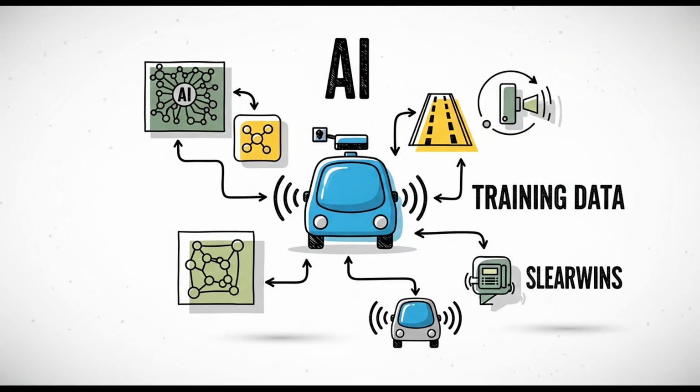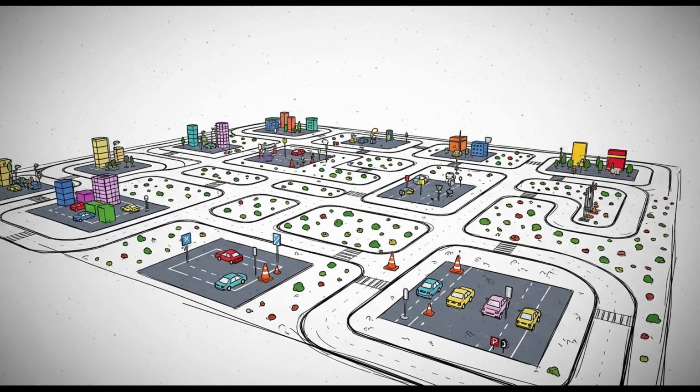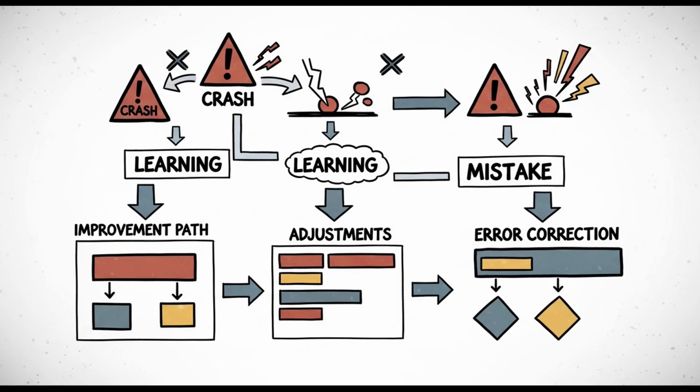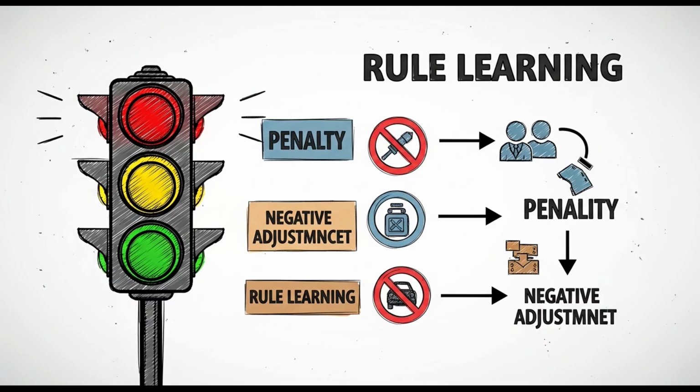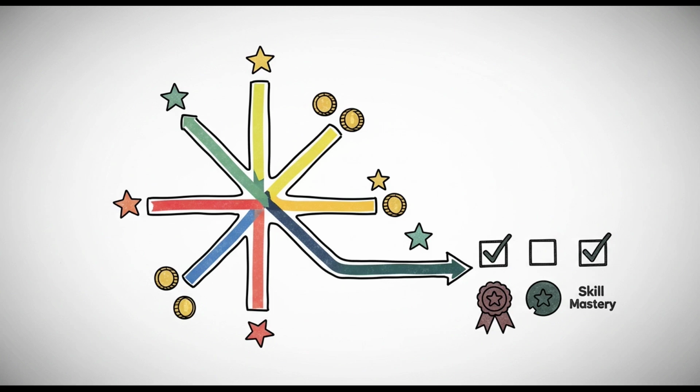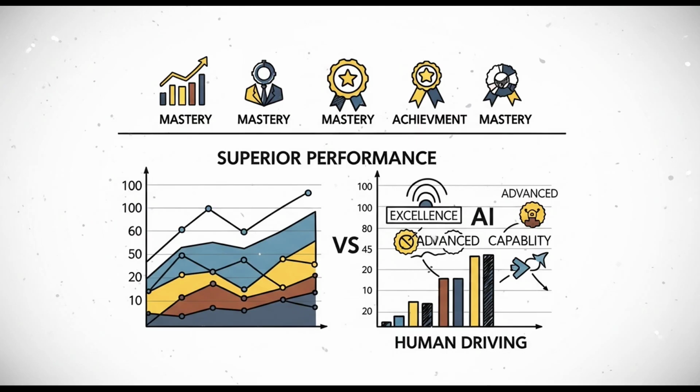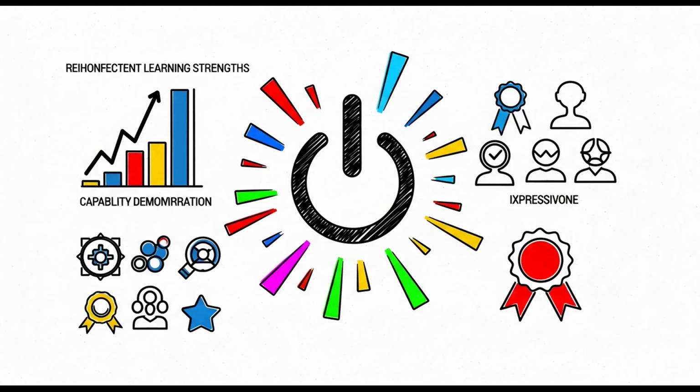Reinforcement learning is also how self-driving cars are being trained. The AI drives in a simulated environment millions of times. It crashes, it learns, it adjusts. It runs a red light, gets a penalty, learns not to do that. It successfully navigates a tricky intersection, gets a reward. Over time, it becomes a better driver than most humans. That's the power of reinforcement learning.